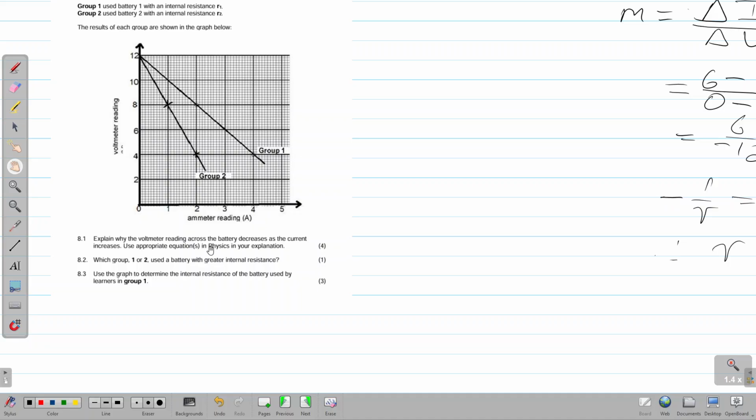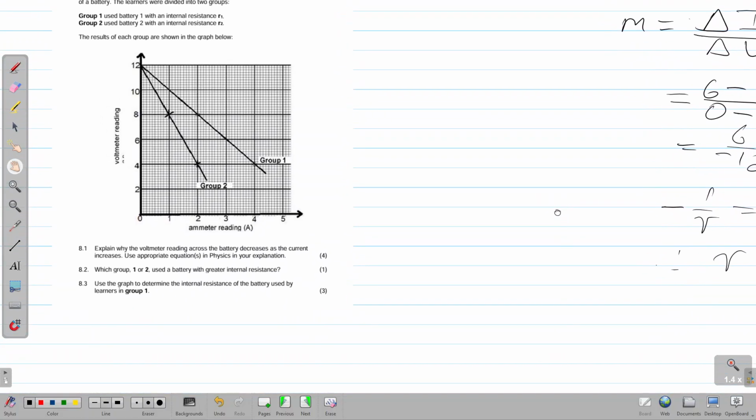explain why the reading across the battery decreases as the current increases. As you can see, the voltage is decreasing for both groups as the current is increasing. So we must explain that using physics equations, which is we're going to use the formula of the EMF. But before we do that, I'm just going to give you a picture of what the explanation should look like.